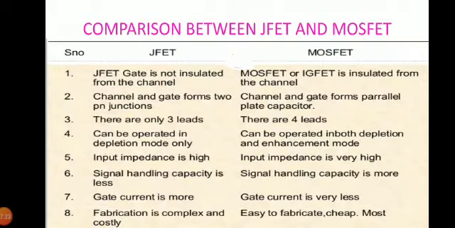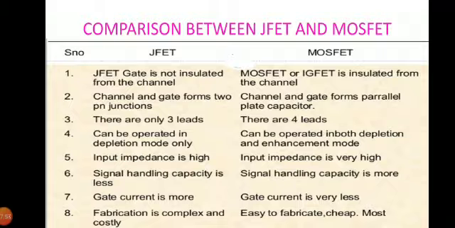Here are some of the comparison points of JFET and MOSFET. JFET is not insulated from the channel, whereas MOSFET is insulated from the channel. In JFET there will be only 3 leads, and MOSFET has 4 leads, that is gate, source, drain and substrate. JFET can be operated only in depletion mode, whereas the MOSFET can be operated in both depletion and enhancement mode. And as I said earlier, JFET has high input impedance, whereas the MOSFET has very high input impedance because of the insulated gate.